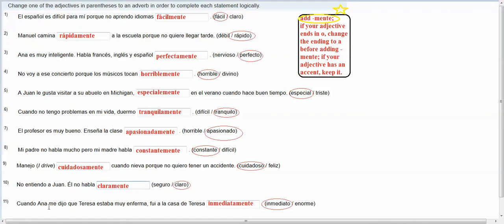No entiendo a Juan, él no habla claramente, so that describes how he speaks, that's why you need an adverb. And cuando Ana me dijo que Teresa estaba muy enferma, fui a la casa de Teresa inmediatamente. That describes how you went. You went immediately. Again, that's describing a verb. That's why you need an adverb.